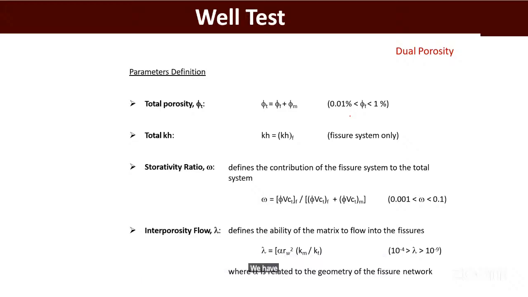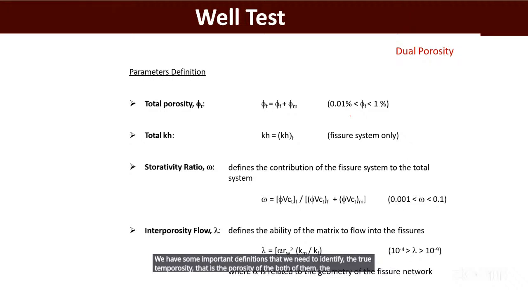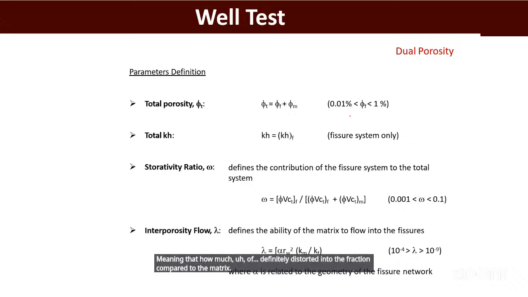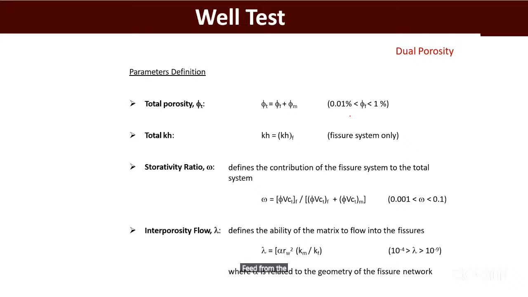We have some important definitions that we need to identify: the total porosity, which is the porosity of both of them, the fraction of the matrix, and also the total kh, which is the fissure system only in the case of dual porosity. The storativity ratio defines the contribution of the fissure system to the total system, meaning how much of the fluid is stored in the fracture compared to the matrix. Also, the interporosity flow coefficient defines how much feed from the matrix is able to flow into the fissures, either vugs or fractures. And alpha is related to the geometry of the fissure itself.